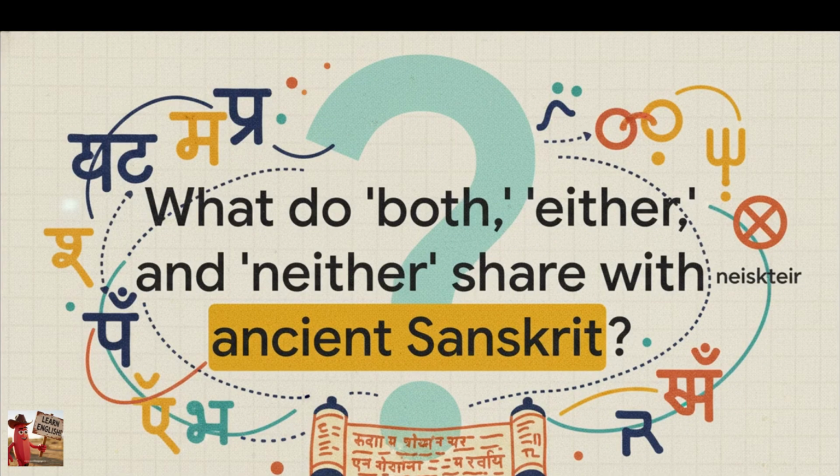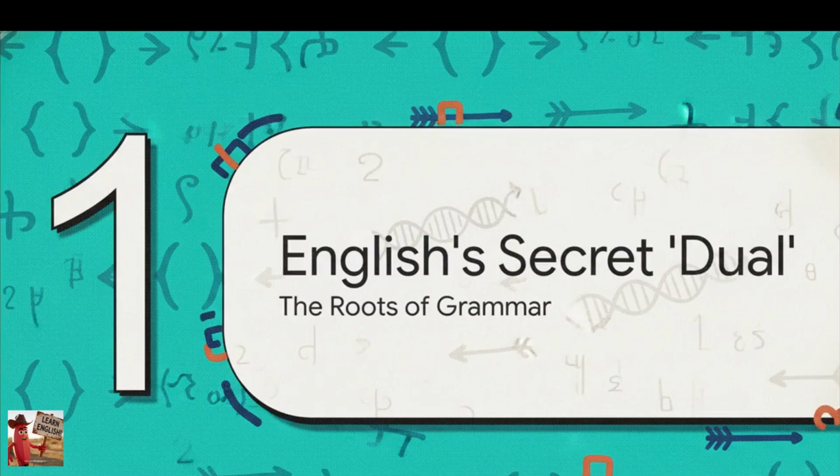So, to kick things off, a bit of a puzzle for you. What on earth could these simple English words have in common with a language like ancient Sanskrit? I know, it sounds totally random, but the answer is actually the key to unlocking how they all work. And here's the answer. It all comes down to something called the dual number. It's this lost piece of grammar history that explains exactly why these three words are so unique.